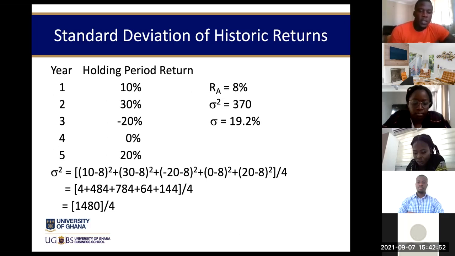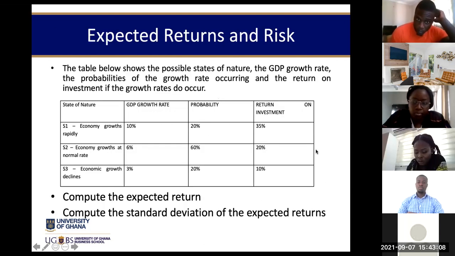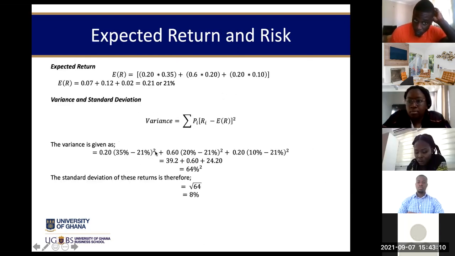You see this one like this. You did a 10 minus 8. That's true. Then squared. That's a 4. The 30 minus 8. That's a 22. Then you squared. That's a 484. Yeah. It's the same thing here. We square this before we multiply by the probability, and that'll give you this answer.